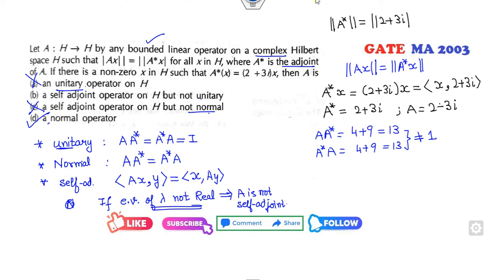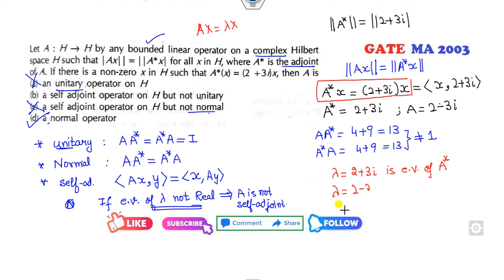Now how can you check for self-adjoint? If I compare Ax equals lambda x, what is the meaning of that? Lambda, my 2 plus 3i, is the eigenvalue of A star. So what is the eigenvalue of A? Is this eigenvalue real? It is not real. So once it is not real, it means it is not self-adjoint. So the right answer is only D.